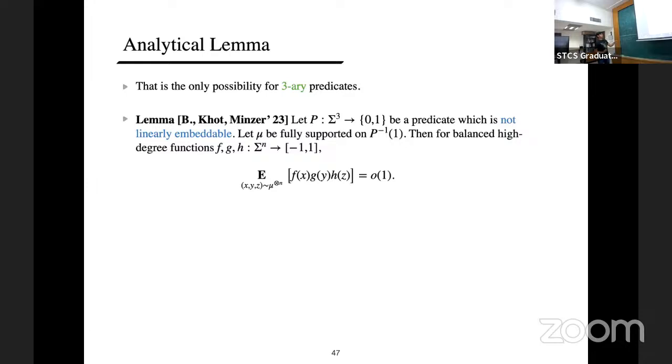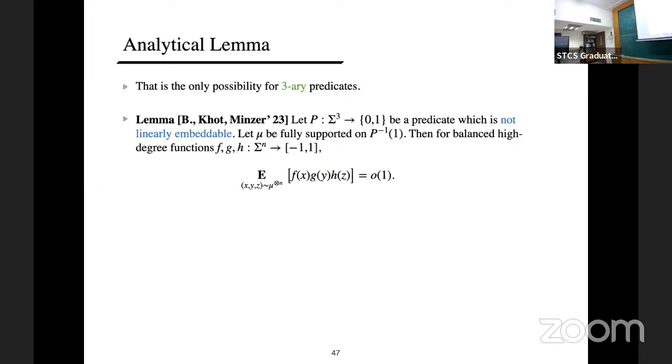And then if these are high degree functions, then this expectation is really small. This crucially uses the fact that P has no linear embedding. If P has a linear embedding, then we can come up with balanced high degree functions where this expectation can be 1. That was an example on my previous slide of why, if the predicate has a linear embedding, this can be large, and this theorem basically shows that linear embeddability is the only reason why this expectation can be large.